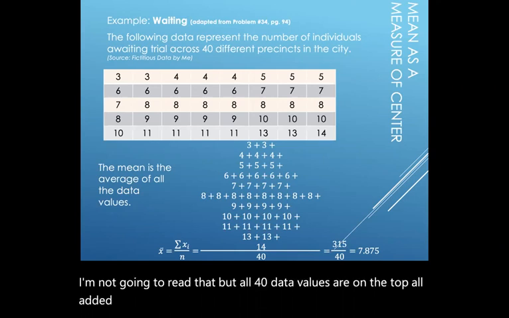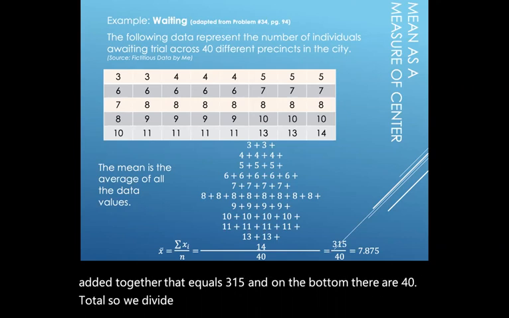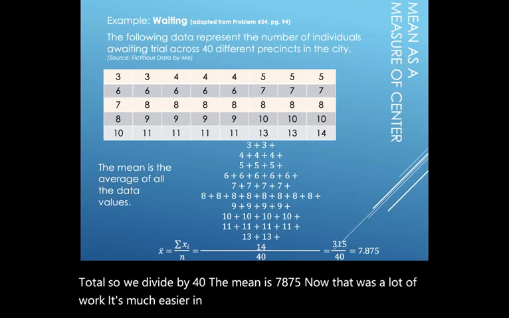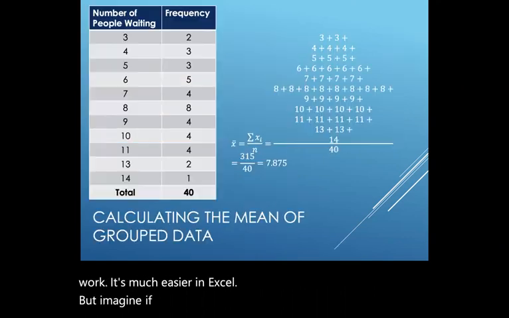That equals 315. And on the bottom, there are 40 total. So we divide by 40. The mean is 7.875. Now that was a lot of work. It's much easier in Excel. But now imagine, if you will, we have it in a table instead.